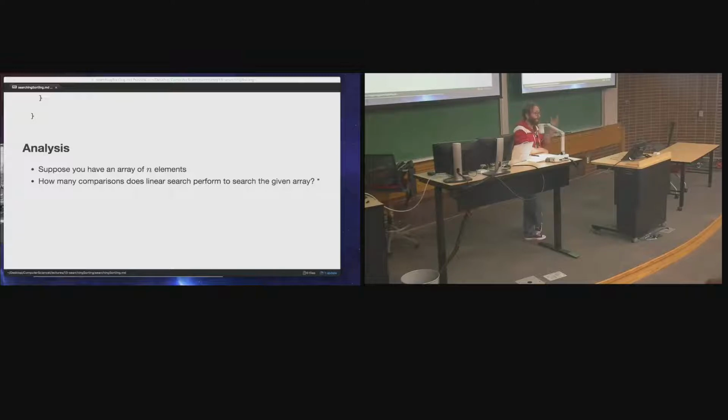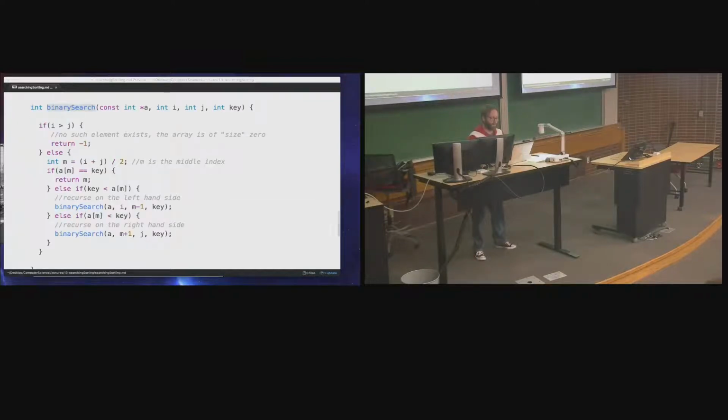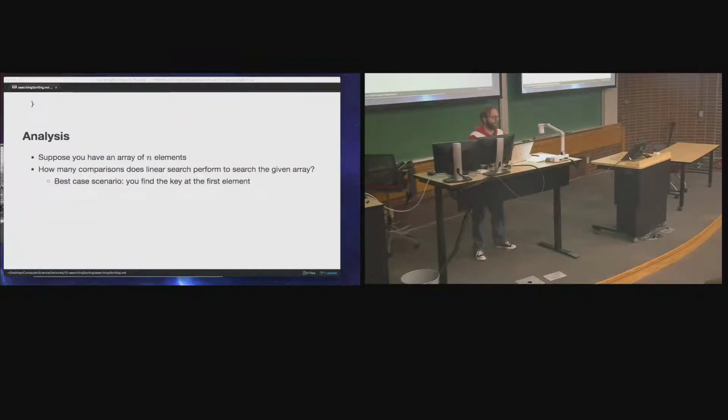You could get lucky with linear search. Here's your array. The first thing that you look at, oh, that's the needle in the haystack. You just stumbled over it by mistake. It was the very first one. That's the best case scenario, right? So the best case scenario is that you find the key at the first element. If I got lucky and did that, how many comparisons would I have made? Yeah, one comparison. Great.